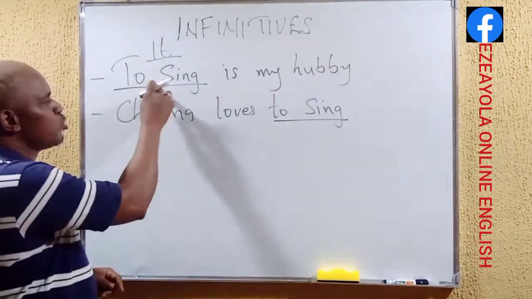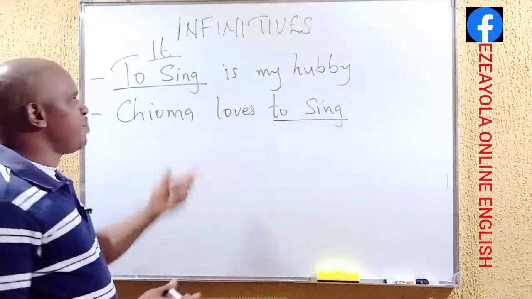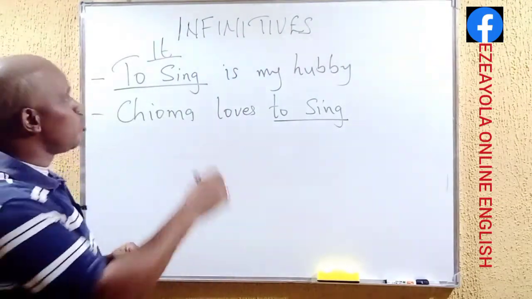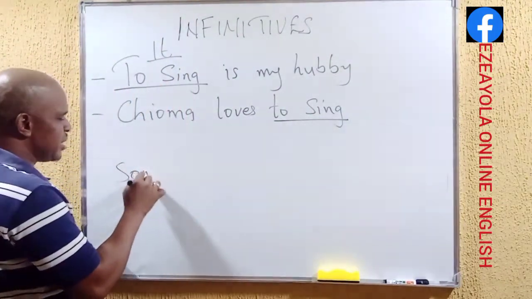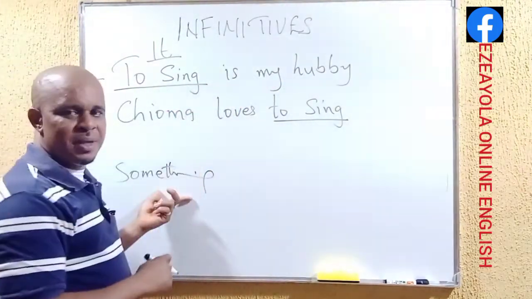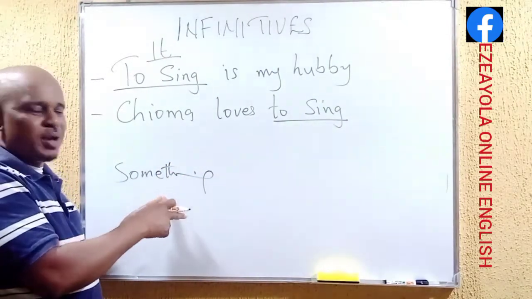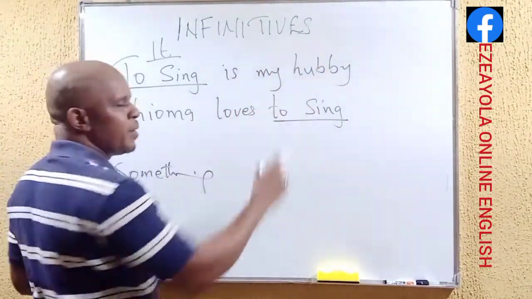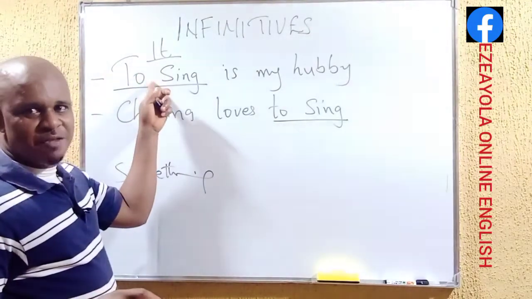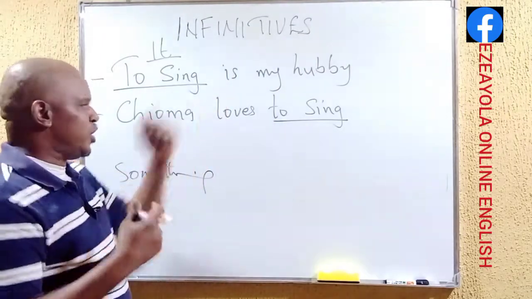If I decide not to mention "to sing," which is the name of something, as my hobby, I use a pronoun. It is my hobby. Or I could also say something. Something is my hobby. Have you seen it? Something is also one of the types of pronoun. Something is my hobby. What is the name of that thing that is your hobby? The name is what? To sing. Have you seen it? Now, to sing is a name of something which is my hobby.